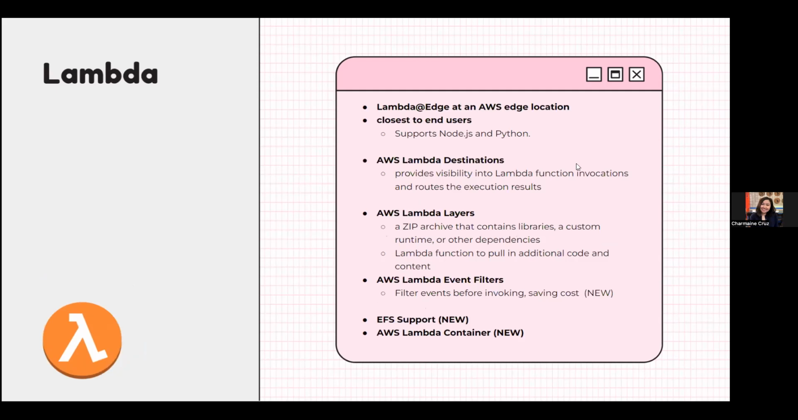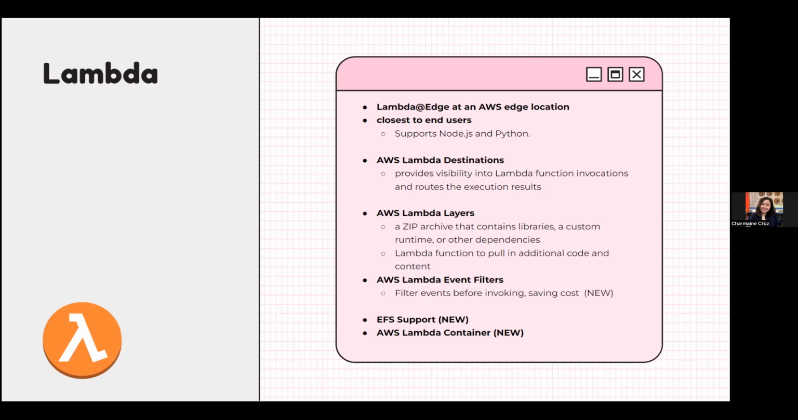Then we have Lambda at Edge. So I think at Edge is a term for AWS na kung ano yung pinakamalapit na location. So Lambda at Edge at an AWS Edge location closest to end users. Supports Node.js and Python. And yung AWS Lambda destinations natin would go on to provide visibility in Lambda function. So invocation ng routes, tag-execute ng results.